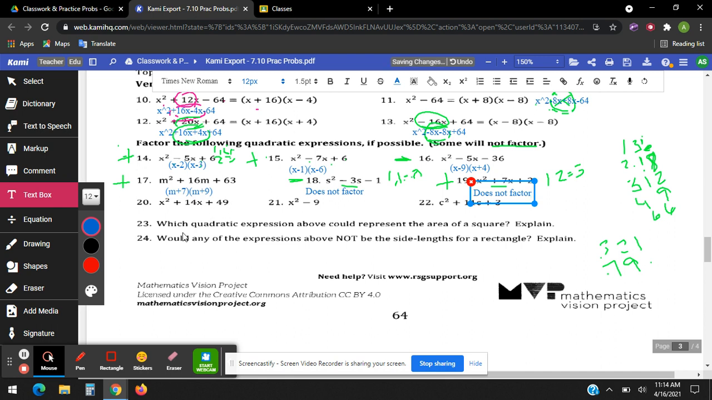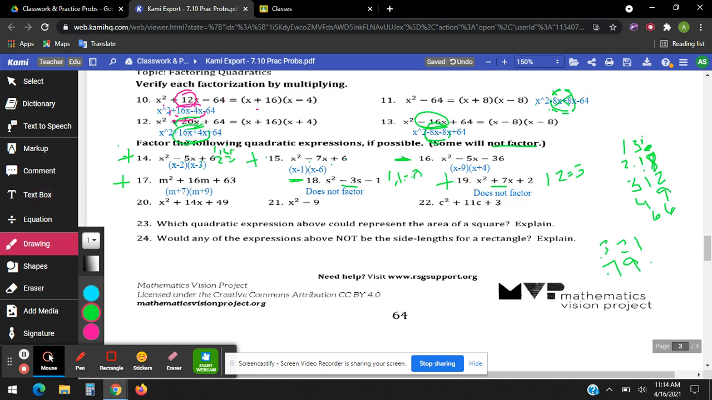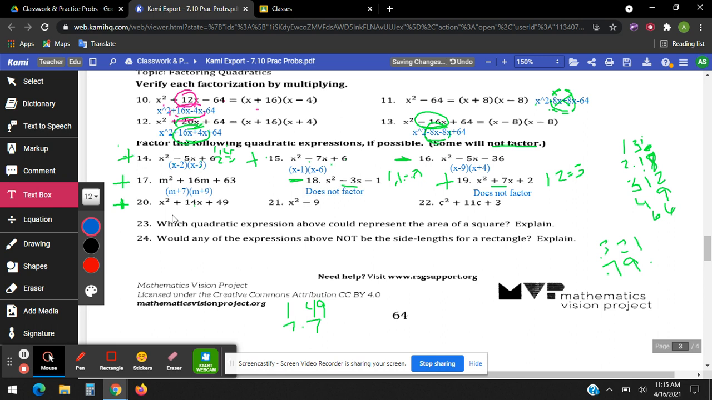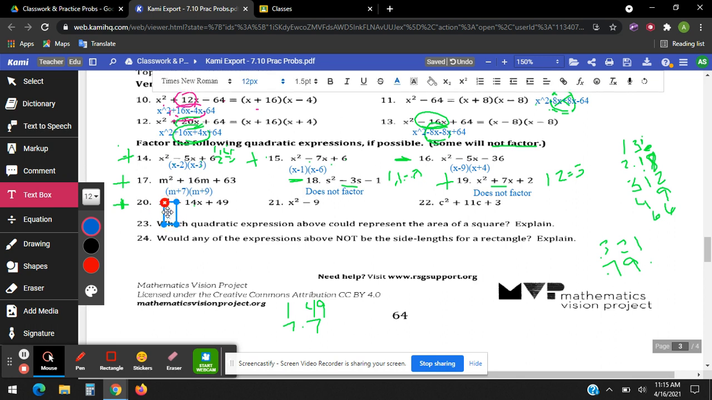Okay, how about 20? 49. What are the factors of 49? First we've got to add. Both positives, so we're going to add. Factors of 49: 1 and 49, not 2, not 3, 4, 5, 6, 7. 7 times 7. Does 7 plus 7 equal 14? Sure does. So it's x plus 7, x plus 7.